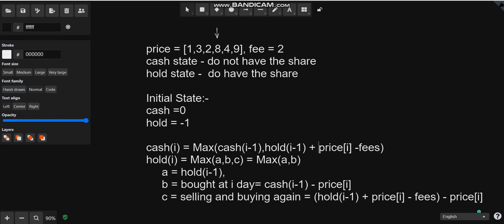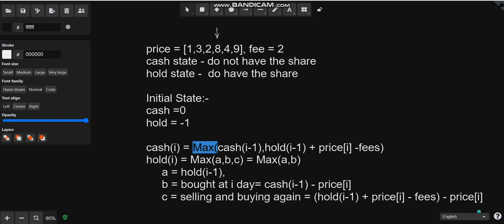So that is the reason we are adding the price, because until one day I was getting the maximum holding state, which was hold at I minus 1, and since I have sold that particular share at today's price, I will add that particular price. And also whenever you are selling anything, you have to give a transaction fee which is associated with it. So that is how this is being calculated, and we will take the maximum of both these things to be the cash at the ith index.